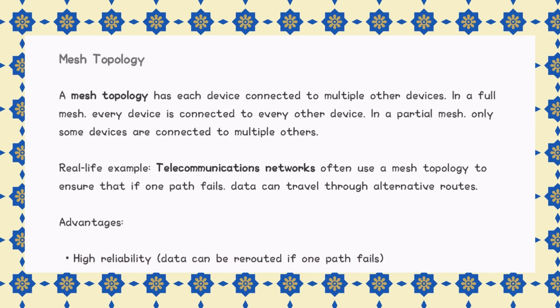A mesh topology has each device connected to multiple other devices. In a full mesh, every device is connected to every other device. In a partial mesh, only some devices are connected to multiple others.